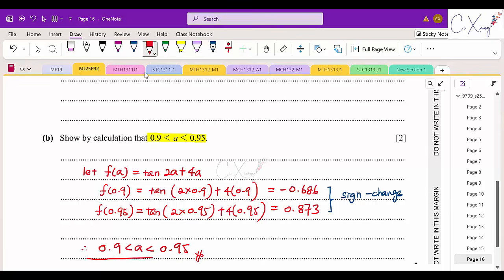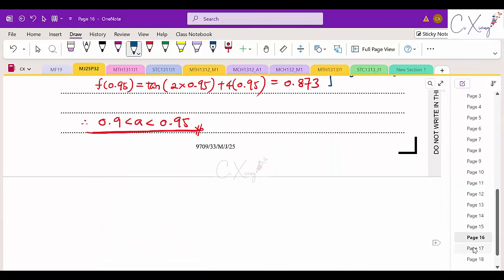And then a reminder, because for this equation it actually involves the trigo, when you want to press the calculator, make sure that your calculator is in the radian mode. Because all the values here, the 0.9 or whatsoever, all these belong to the radian, the angle in radian. So this is how we get part B. Then let's continue to part C.